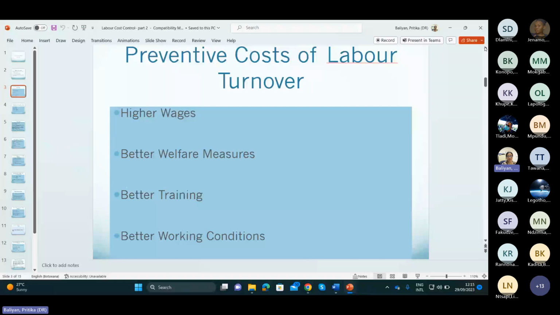So it is very important for organizations to ensure that they are providing good working conditions in terms of hours, in terms of availability of material, the premises, location of the premises, so that people would like to work there. And then when people like to work there, the chances of leaving the business are minimal. So by providing better working conditions, it helps to prevent the cost of labor turnover.